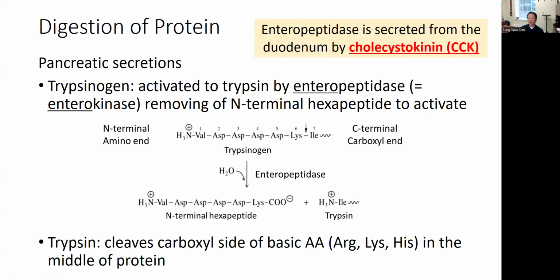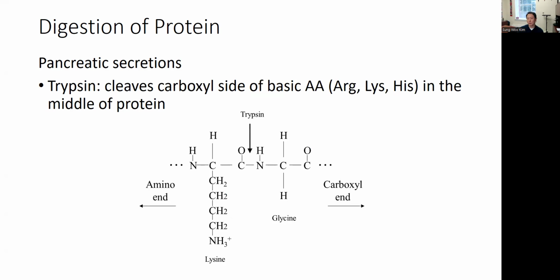Okay, so what is the function of trypsin? Moving to the next slide. Trypsin is a very important protease. It will cleave peptide bonds at the carboxyl ends of basic amino acids in the middle of a protein. Here we have to remember a few things.